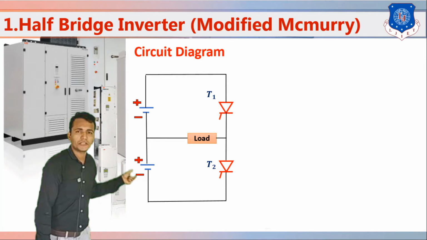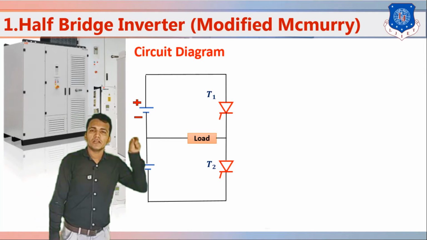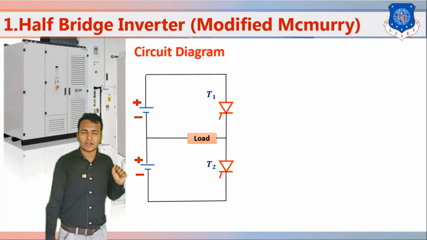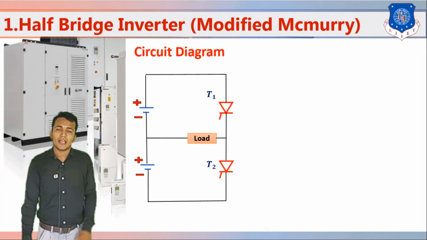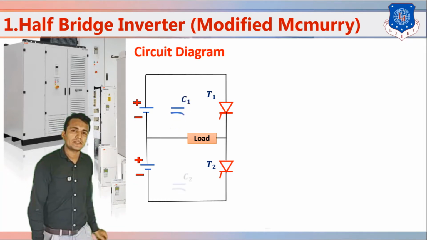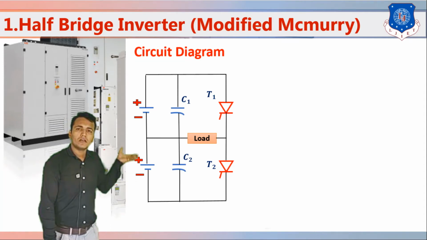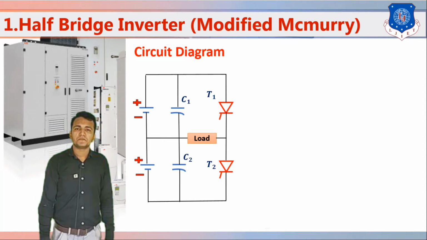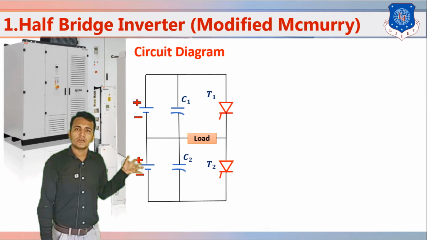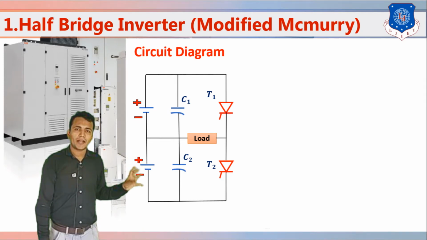So that is the basic circuit diagram for the half bridge: two thyristors T1 and T2, and two batteries connected across the load. We also have to connect the capacitor to maintain a constant DC voltage across these thyristors. So that is a basic circuit diagram.